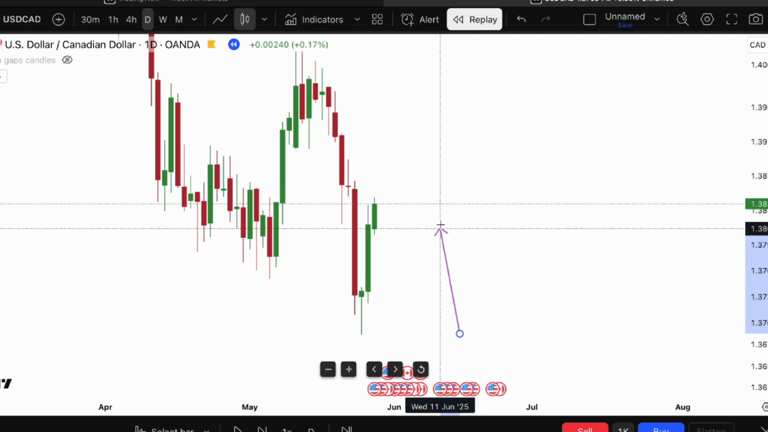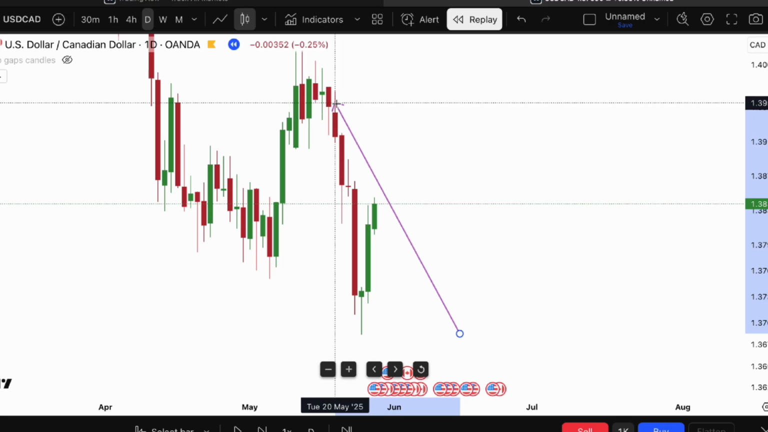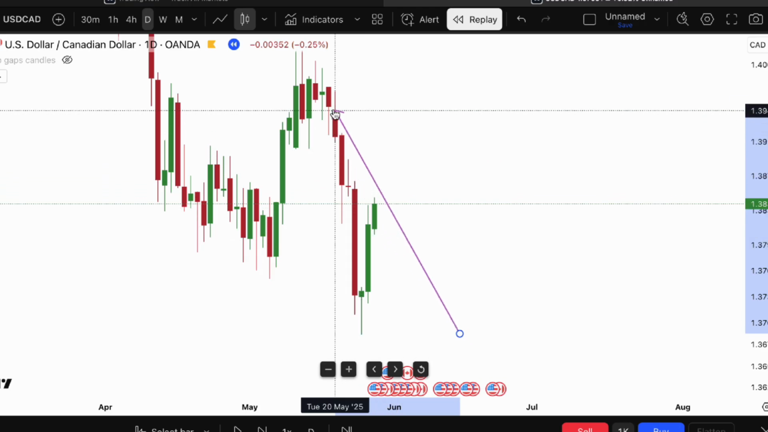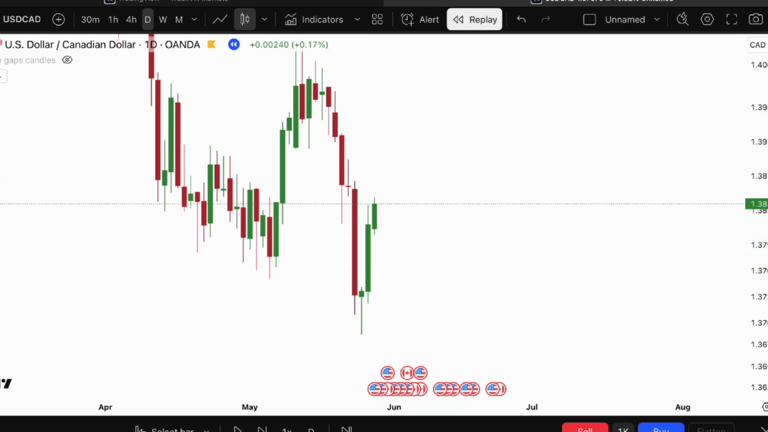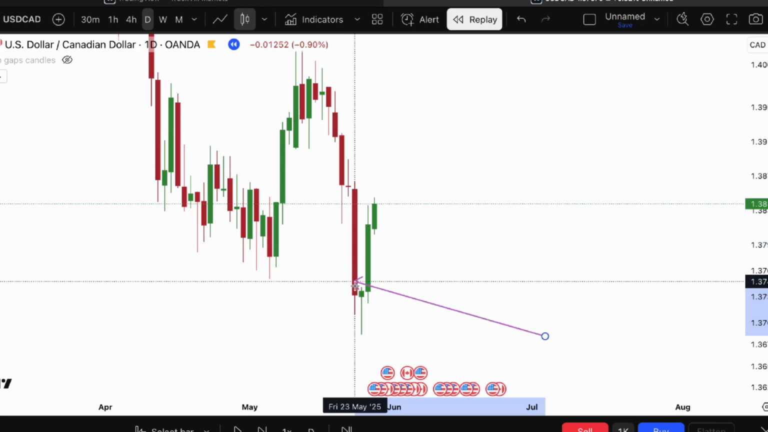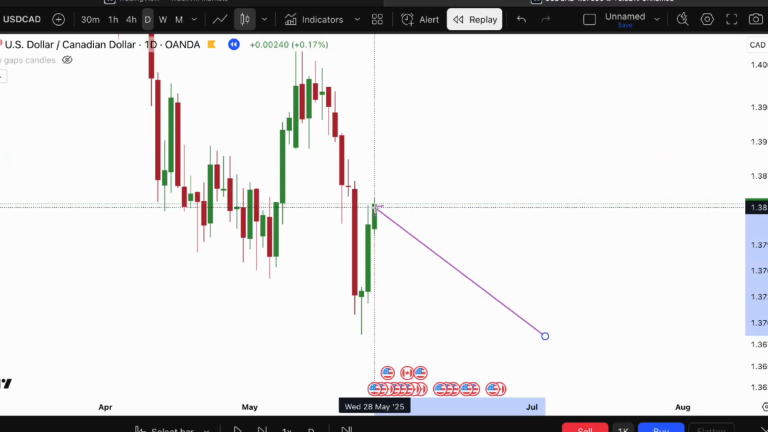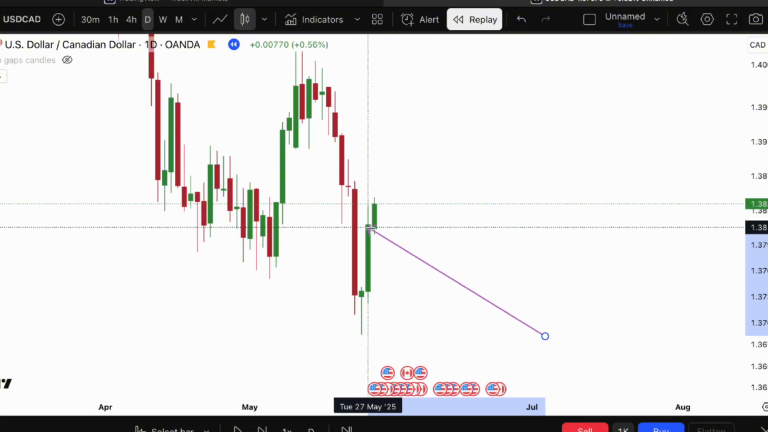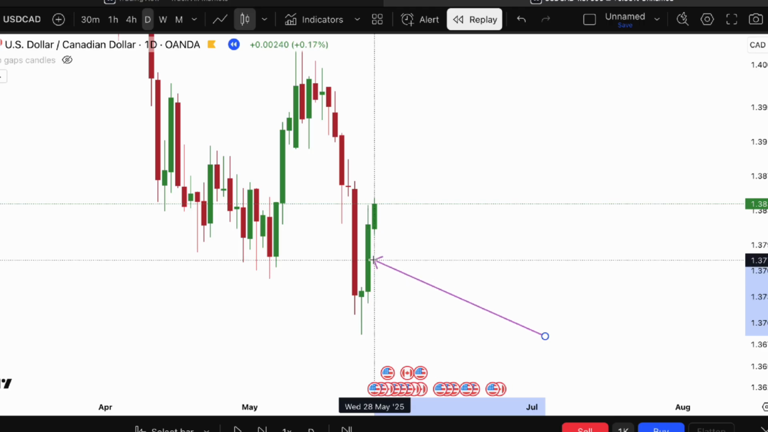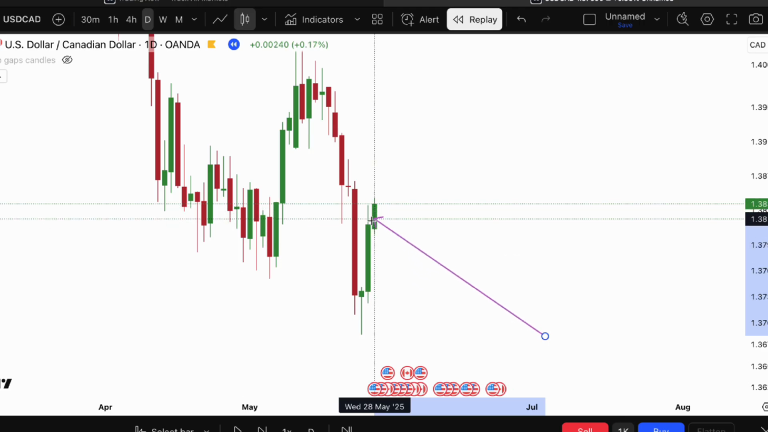Next, we want to identify our impulse. This is going to be our impulse right here. And remember the rule to the impulse, it should all be one color. You can clearly see that this impulse is all red candles, followed by a retracement that needs to be at least 2 daily candles, and all the candles within the retracement need to be one color.